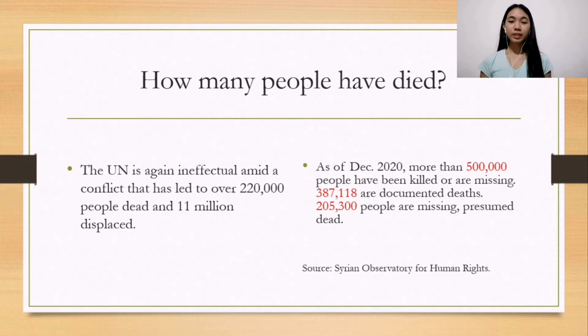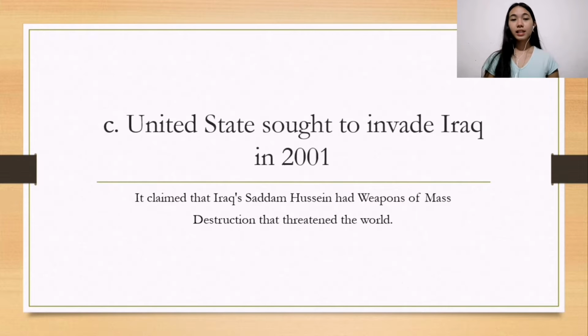And as of December 2020, more than 500,000 people have been killed or are missing. 387,118 are documented deaths, while 205,300 people are missing and presumed dead. This is according to the Syrian Observatory for Human Rights. So now let us proceed to the last topic, which is the United States' attempt to invade Iraq in 2001.